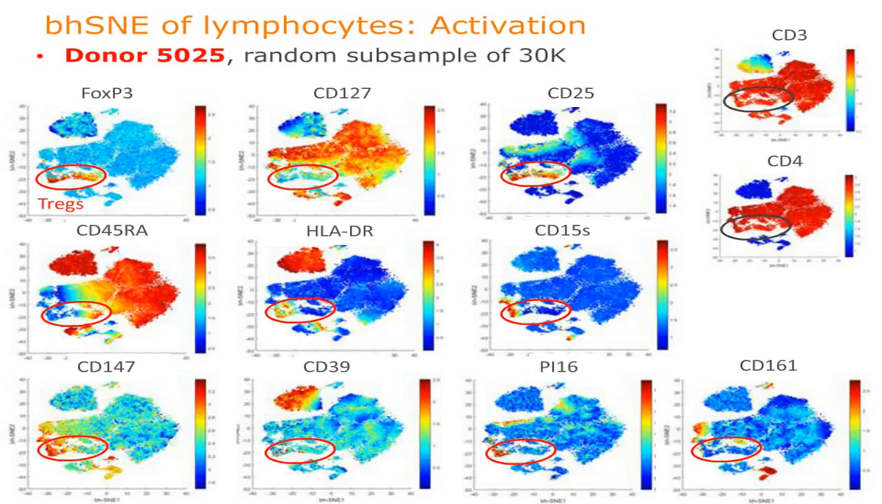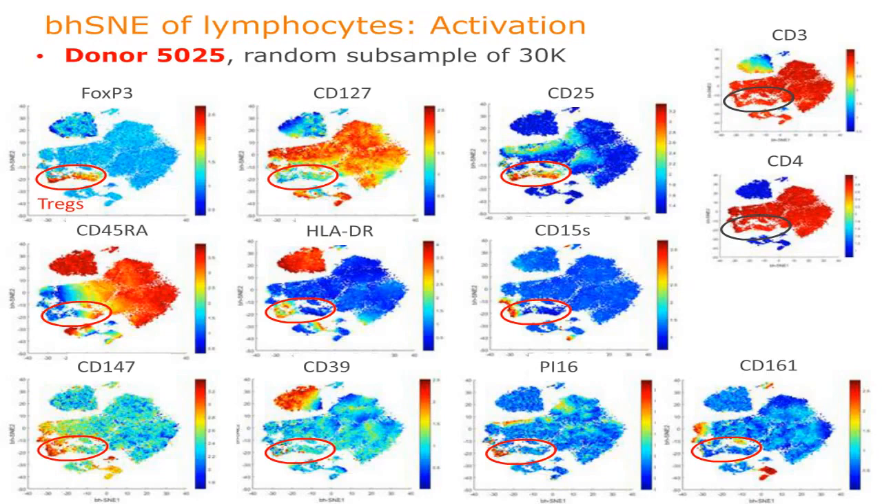For example, just as we saw in the other donor, even though it looks different, the CD45RA expression across the FOXP3 positive T regulatory cells, there's a continuum as we would expect. And that continuum is actually the opposite for the CD147 expression. Once again, something that we would expect and we saw in the other donor as well.